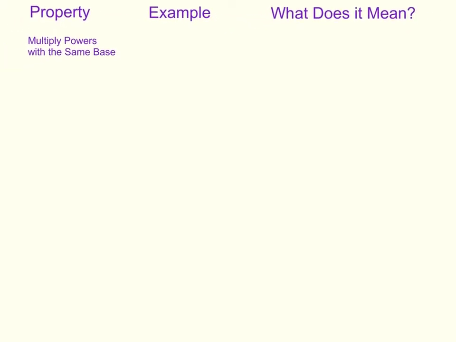The first one is multiplying powers with the same base. And the property is when you have powers with the same base. So let's say a to the power of m times a to the power of n. They have the same base and you're multiplying. What you do is keep the same base and then add your exponents, a to the power of m plus n. So a basic example would be x to the third times x squared.